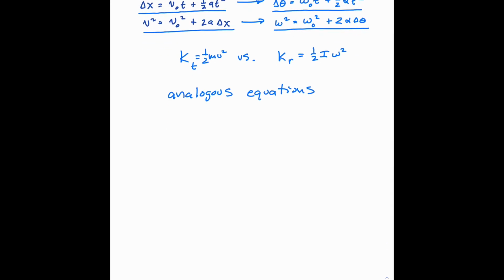In linear motion, displacement delta x is replaced with angular displacement delta theta. Velocity is replaced with angular velocity. Acceleration is replaced with angular acceleration. Mass is replaced with rotational inertia. And then there's a couple other quantities we should state here. Force is replaced with torque, and momentum is replaced with angular momentum.